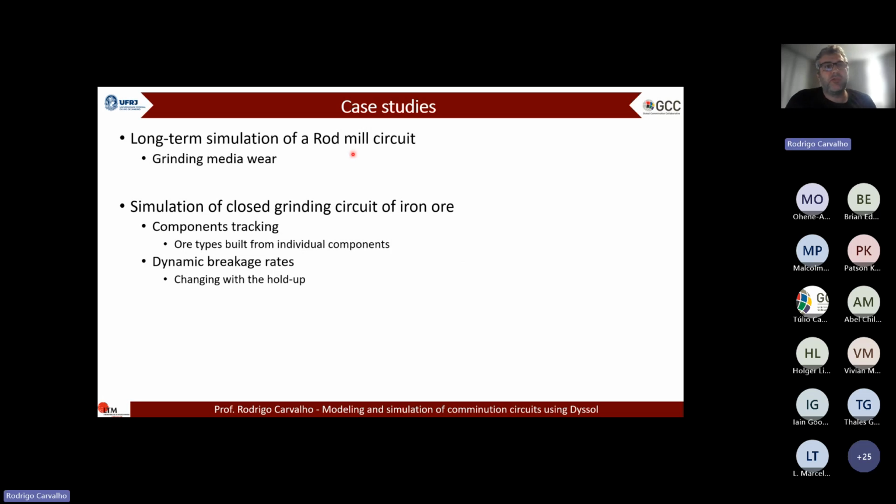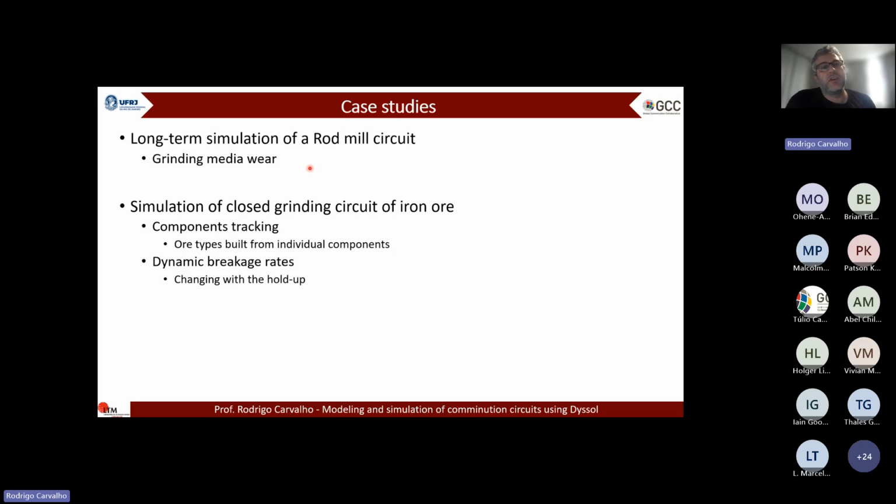So now I want to show you some case studies that we performed within our group. The first one is a long-term simulation of a rod mill circuit. It's not in mineral processing, but it's an interesting circuit, an open circuit. In that case, we are evaluating what measures we could take to deal with the grinding media wear. So the rods would wear over time, and we wanted to extend the life of these rods while keeping the quality of the product.